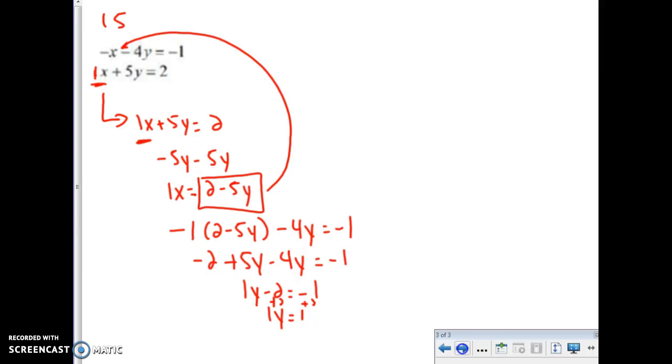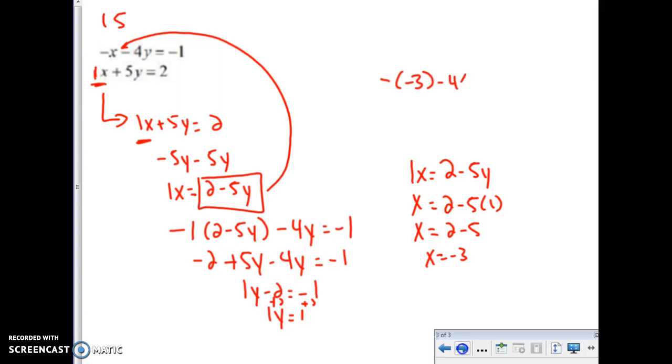Now I just have to find out what x equals. So I'm going to do 1x equals 2 minus 5y. 2 minus 5 times 1 is going to get me x. x equals 2 minus 5, so x equals negative 3. If I plug it into that first equation, it should work out. If I do negative of negative 3 minus 4 times 1, it should equal negative 1. 3 minus 4 equals negative 1. So my solution is negative 3, positive 1.